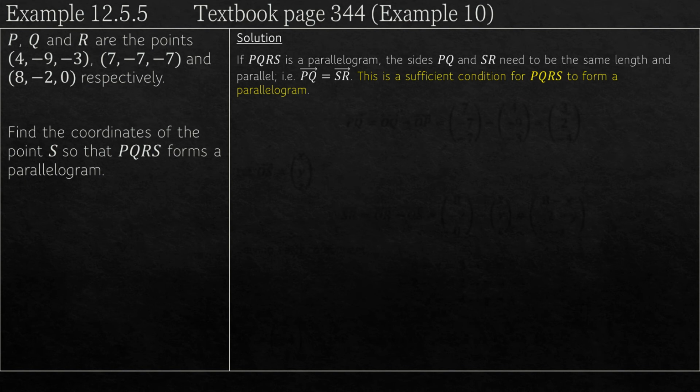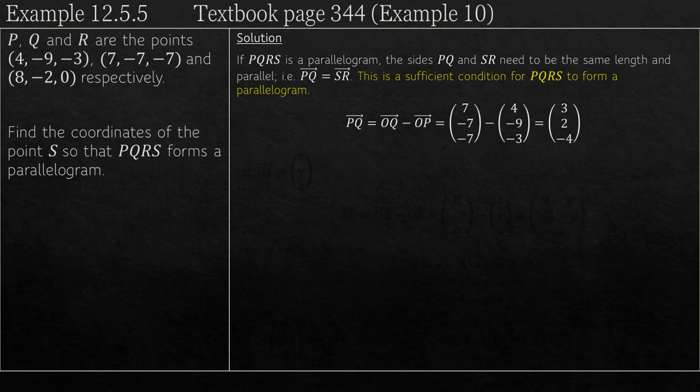This is what I'm going to do. I'm going to use the fact that PQ and SR must be exactly the same vector, and this is enough. This is a sufficient condition for PQRS to form a parallelogram. We don't need anything else. That will do. Let's work out PQ.